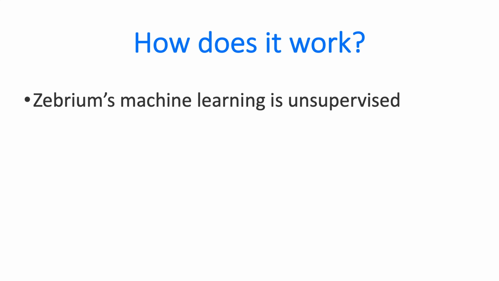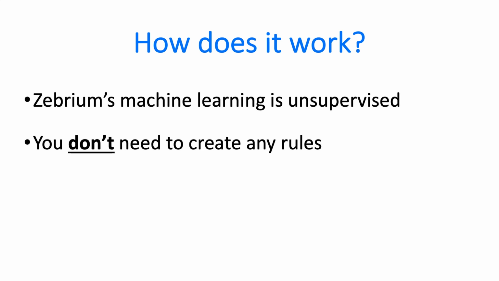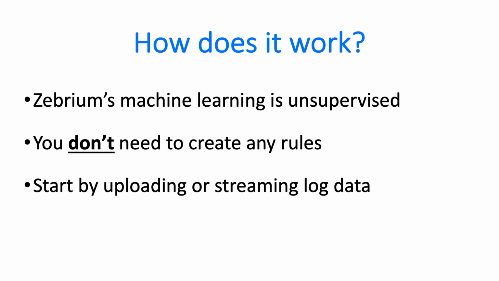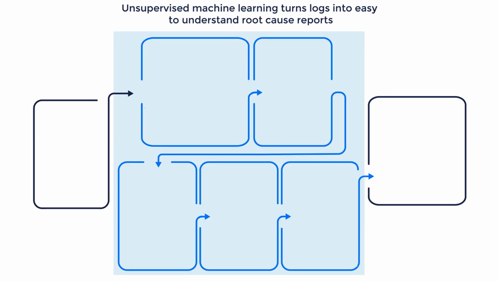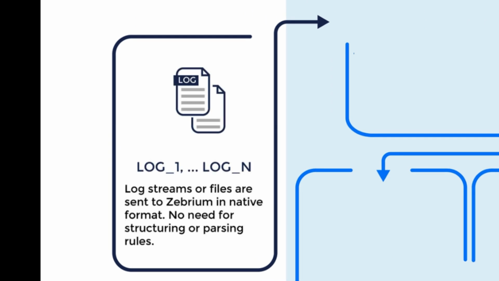The most important thing to remember is that the machine learning is completely unsupervised. You don't need to create any rules or perform any special configuration for it to work. To start using Zebrium, you simply need to start streaming or uploading your logs, and it achieves accuracy even with very small amounts of data. We use a multi-layered machine learning approach to analyze the logs. It starts as soon as logs are received.